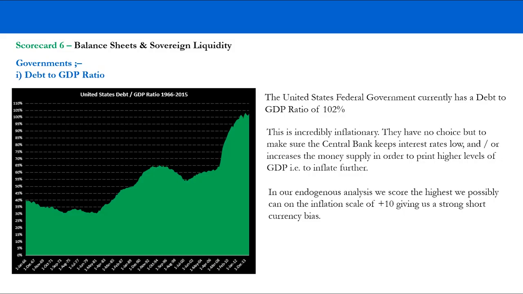So the US is in this zone of around 100% plus, where inflating further is probably the only option. So this is inflationary for our scorecards. It's inflationary in the extreme, but unlike our other scorecards, we continue to assign a short bias high score because higher levels of debt to GDP require further inflation, because the other two options are just not even an option.